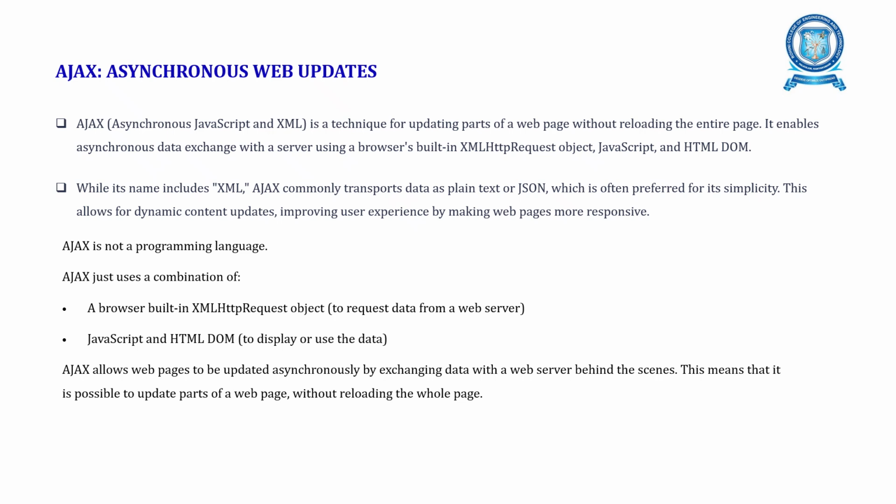Ajax is not a programming language. Ajax uses a combination of a browser's built-in XMLHttpRequest object to request data from the web server, and JavaScript and HTML DOM to display or use the data. Ajax allows web pages to be updated asynchronously by exchanging data with the web server behind the scenes. This means that it is possible to update parts of the web page without reloading the whole page.